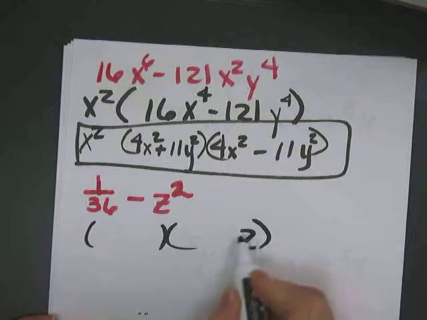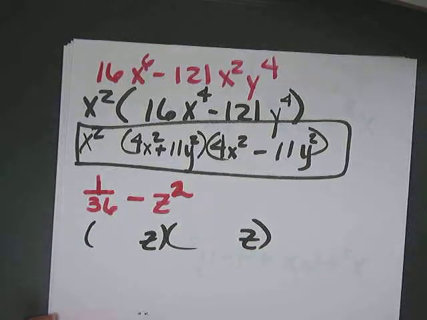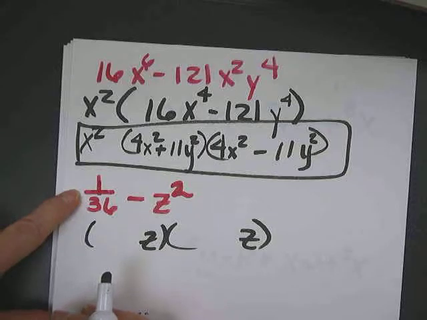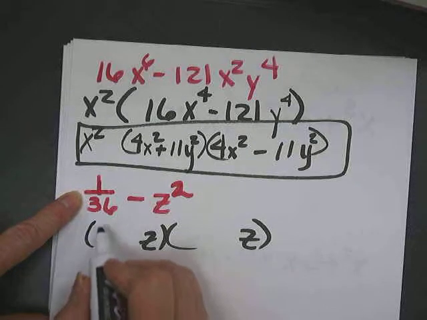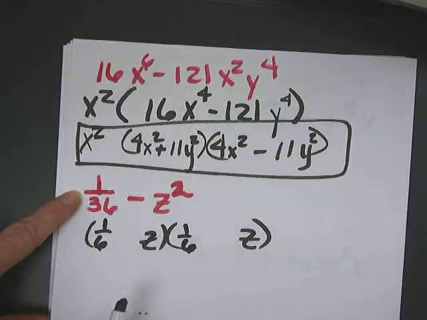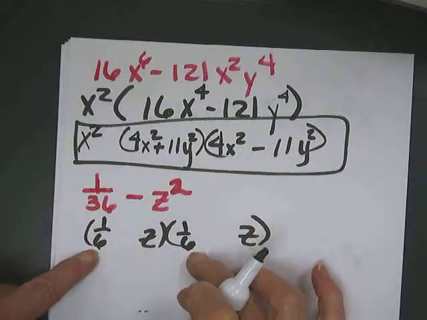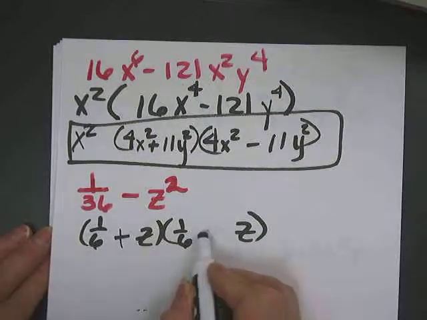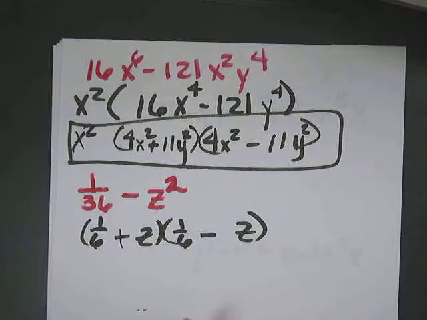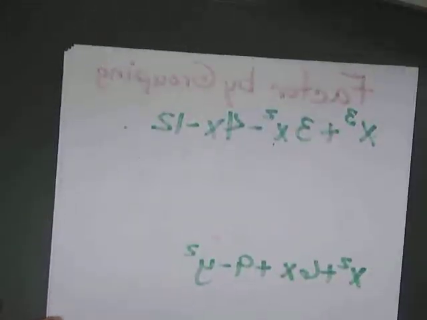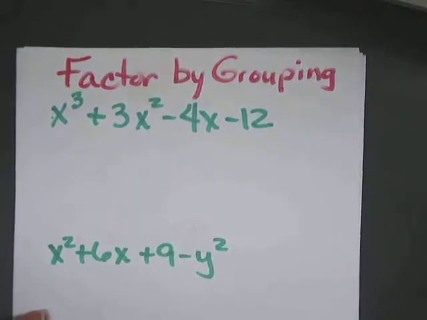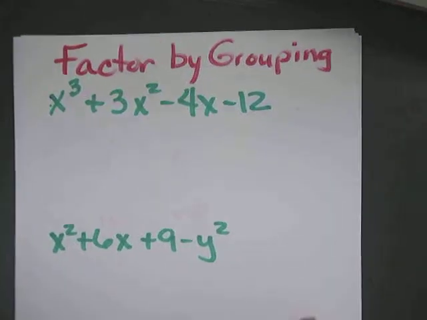Okay, does that have anything in common here? Nope. Both squares, this 36 is a square. Z squared is z times z. How are we going to get 1/36? 1 over 6 times 1 over 6. 1 times 1 is 1, 6 times 6 is 36. And a plus and a minus. There you go.